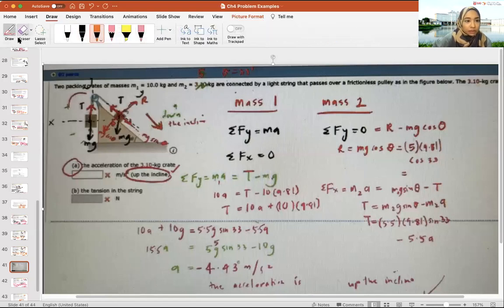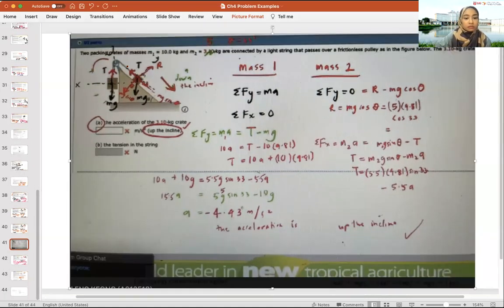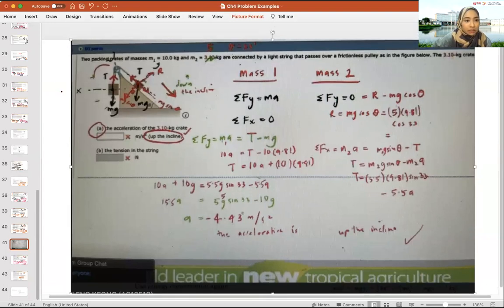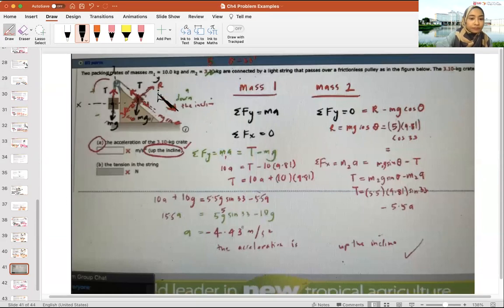Okay, so if we look at this diagram, we know that if we are moving down here, kalau kita punya, kenapa saya tak boleh draw? Sekejap, kenapa saya tak boleh draw? Okay, boleh dah.